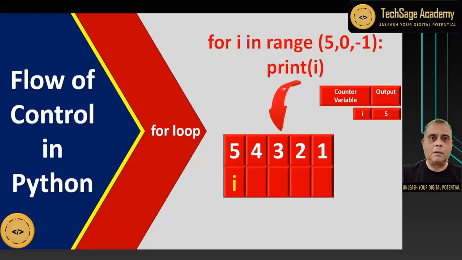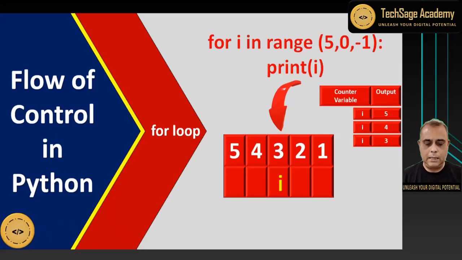So from 5 it will come to 4, from 4 it will come to 3, 3 to 2, 2 to 1. And the step value here that we give is minus 1, so that a decrementation in the counter variable can take place. From 5, 5 minus 1 is 4, 4 minus 1 is 3, 3 minus 1 is 2, 2 minus 1 is 1. So in the next pass, i will jump to 4 and the output will be 4. In the next pass, i will jump to 3 and the output will be 3.